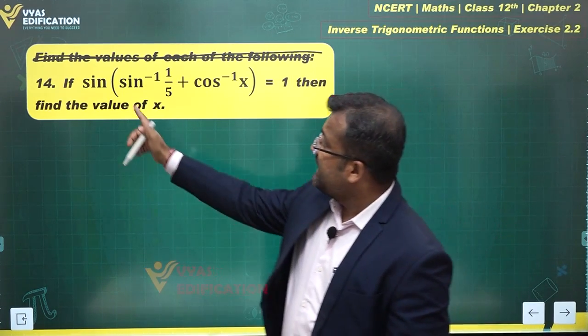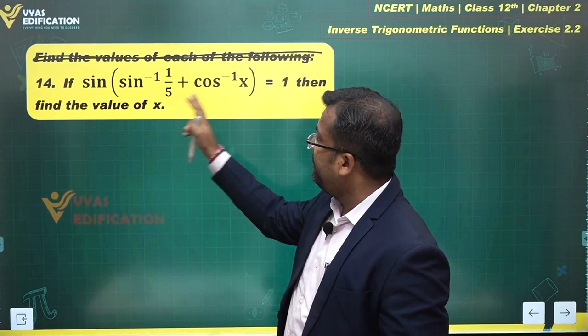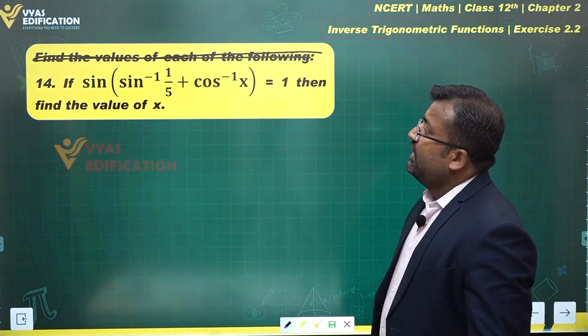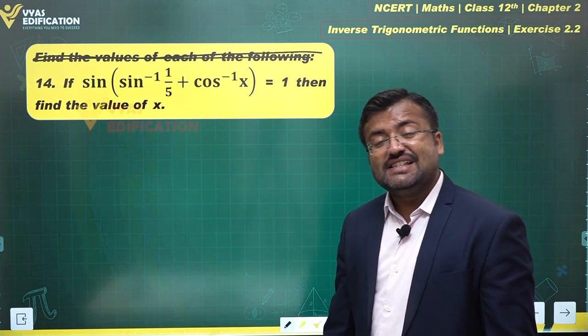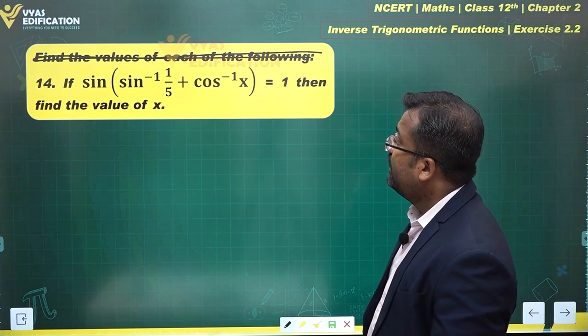Question starts from here. Sine of sin inverse 1 by 5 plus cos inverse x equals 1. If this equals 1, then find the value of x. Okay. What are we supposed to do in this one? This is a question based on inverse trigonometric function equation.